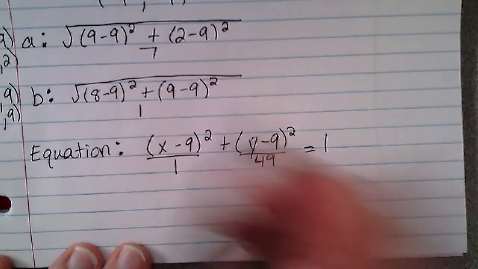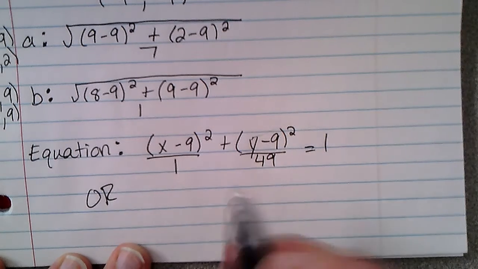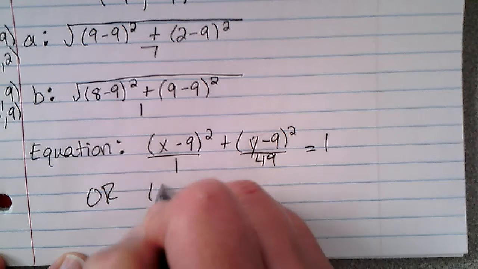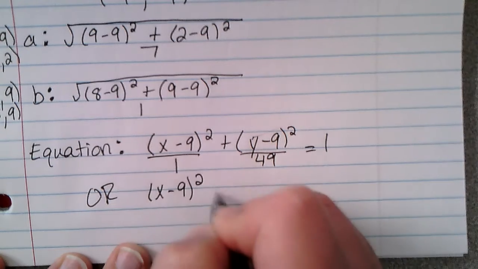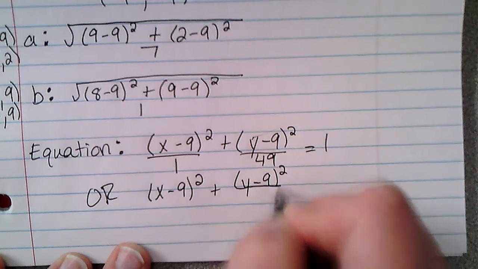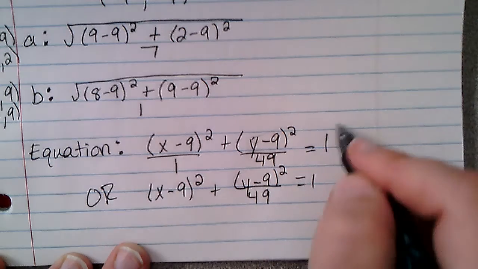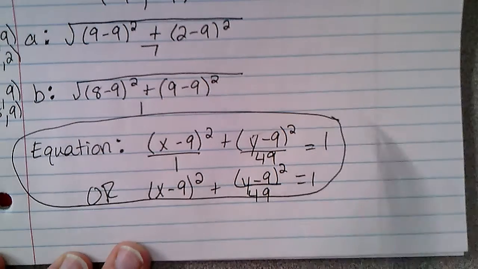Now this is an okay answer. This will get you full credit. Or, since technically anything over 1 doesn't really have to be there, you could just write it as x minus 9 squared plus y minus 9 squared over 49 equals 1. I will accept either of those answers, both for full credit.